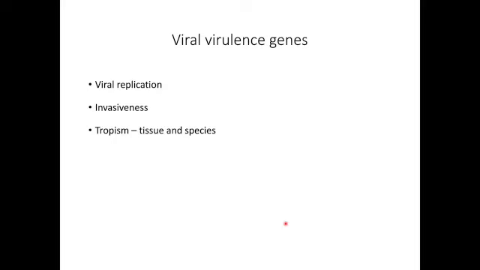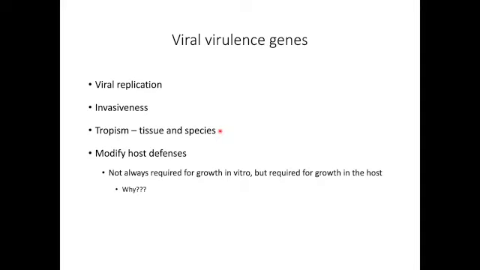Tropism, again, so we can have tissue-specific tropism or species-specific tropism, and these are related to virulence. So we only see neurovirulence in viruses that are capable of infecting some sort of CNS cells or other neurons throughout the body. And of course, under this umbrella of virulence genes are the viral genes that are going to modify host defenses. And like with bacteria, this is a really big goal of many viruses.